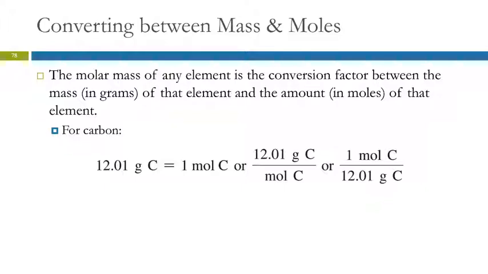So the molar mass is what we use to convert between moles and grams for an element. So this number on the periodic table, 12.01 grams, that's the mass of 1 mole. And so we can make 2 conversion factors, 12.01 grams per mole or 1 mole per 12.01 grams. You can do that for all of the elements.